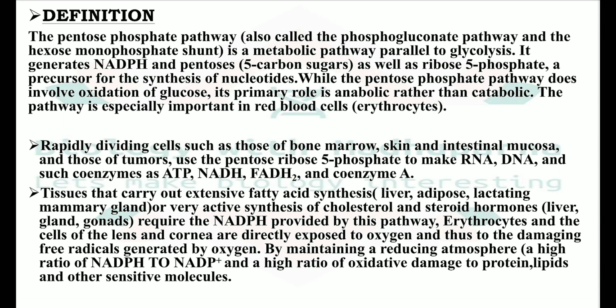Erythrocytes and the cells of the lens and the cornea are directly exposed to oxygen and thus to the damaging free radicals generated by oxygen. By maintaining a reducing atmosphere, a high ratio of NADPH to NADP+, they prevent oxidative damage to protein, lipid and other sensitive molecules.